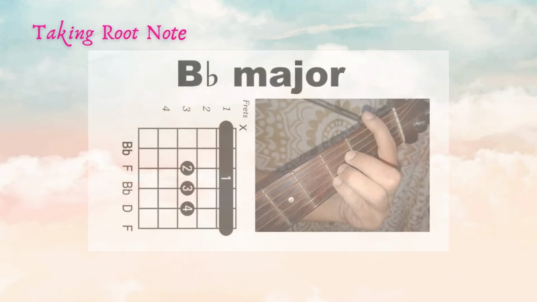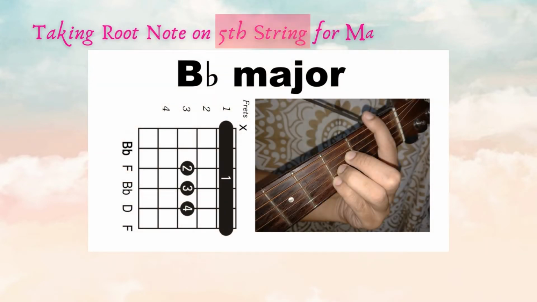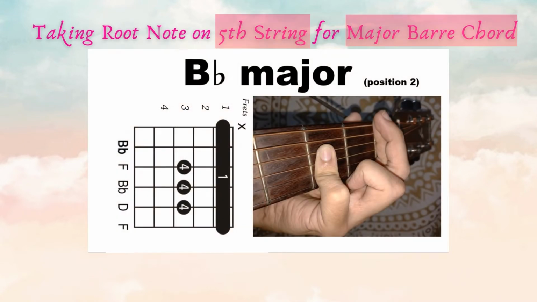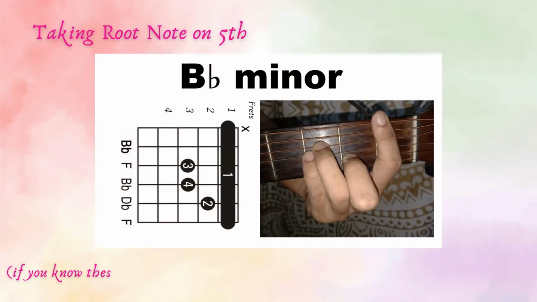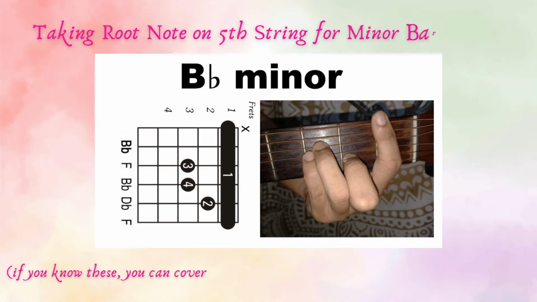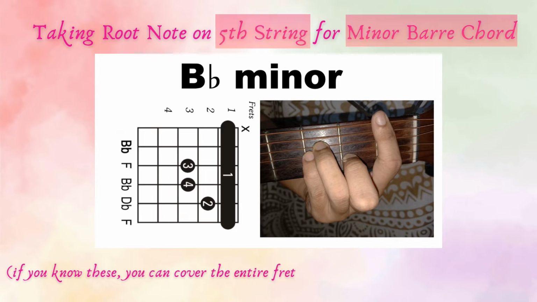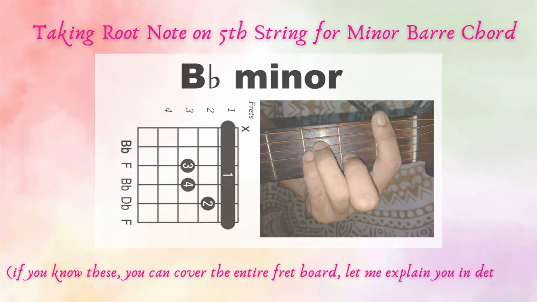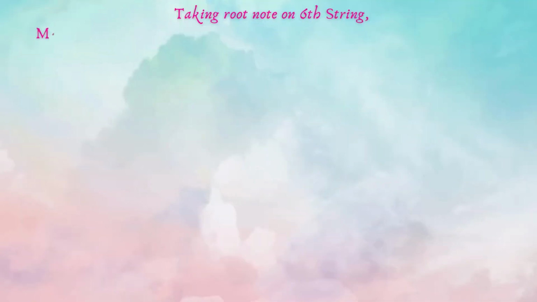Similarly, taking root note on the 5th string for major chord, and finally taking root note on the 5th string for minor bar chord. If you know these four basic positions, you can cover the entire fretboard. Let me explain you in detail.